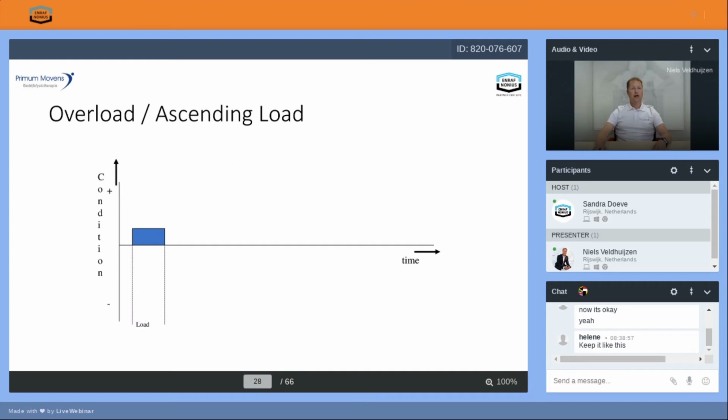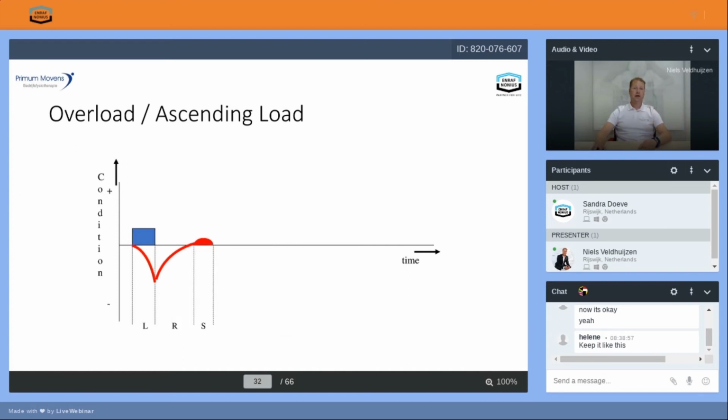When you see in these next sheets, you see a combination of the principle of overload and ascending load. When you start, the blue block presents a certain amount of load, a certain intensity of your training. That will lead to fatigue. Your body will be fatigued by that training. You need to recover from that. And as a response to the training and the recovery, your body will go into a supercompensation mode, which means that it's adapting, it's making it stronger or more endurable.